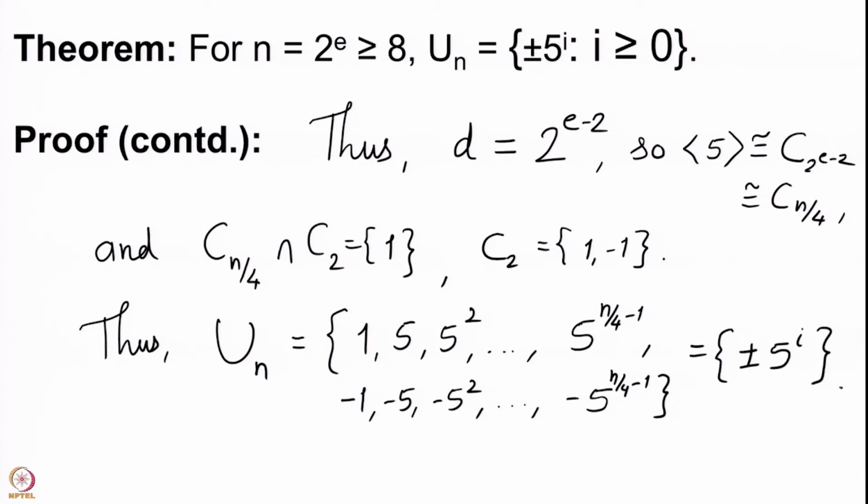So, we have now determined the structure of UN when n is a prime power. If the prime happens to be an odd prime, then UN is a cyclic group. If the prime happens to be equal to 2, then U2 is trivial, U4 is cyclic of order 2, and 8 onwards UN is C2 cross a cyclic subgroup of the correct order. This tells us everything about u p power e. It gives us the structure completely.